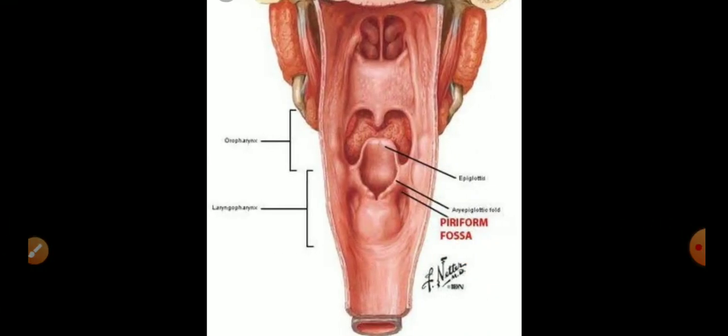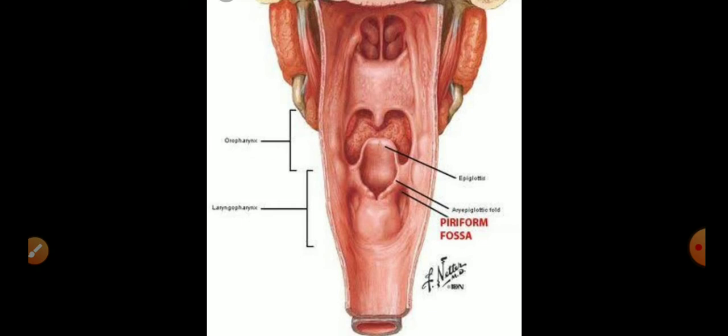First, I will start with the important part of the pharynx called Piriform fossa. In my pharynx part 1 video, I have already discussed the subdivisions of pharynx. So please don't forget to check on that. And now we are going to see about the piriform fossa first.